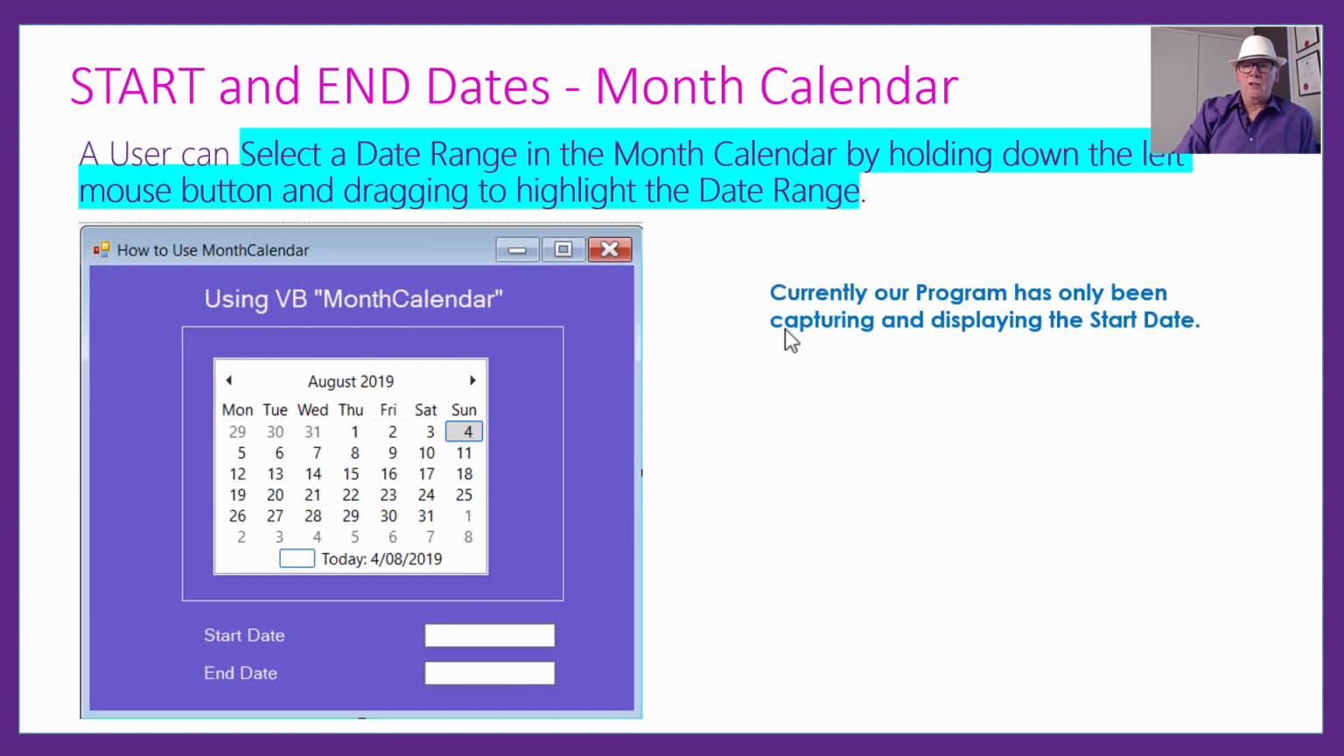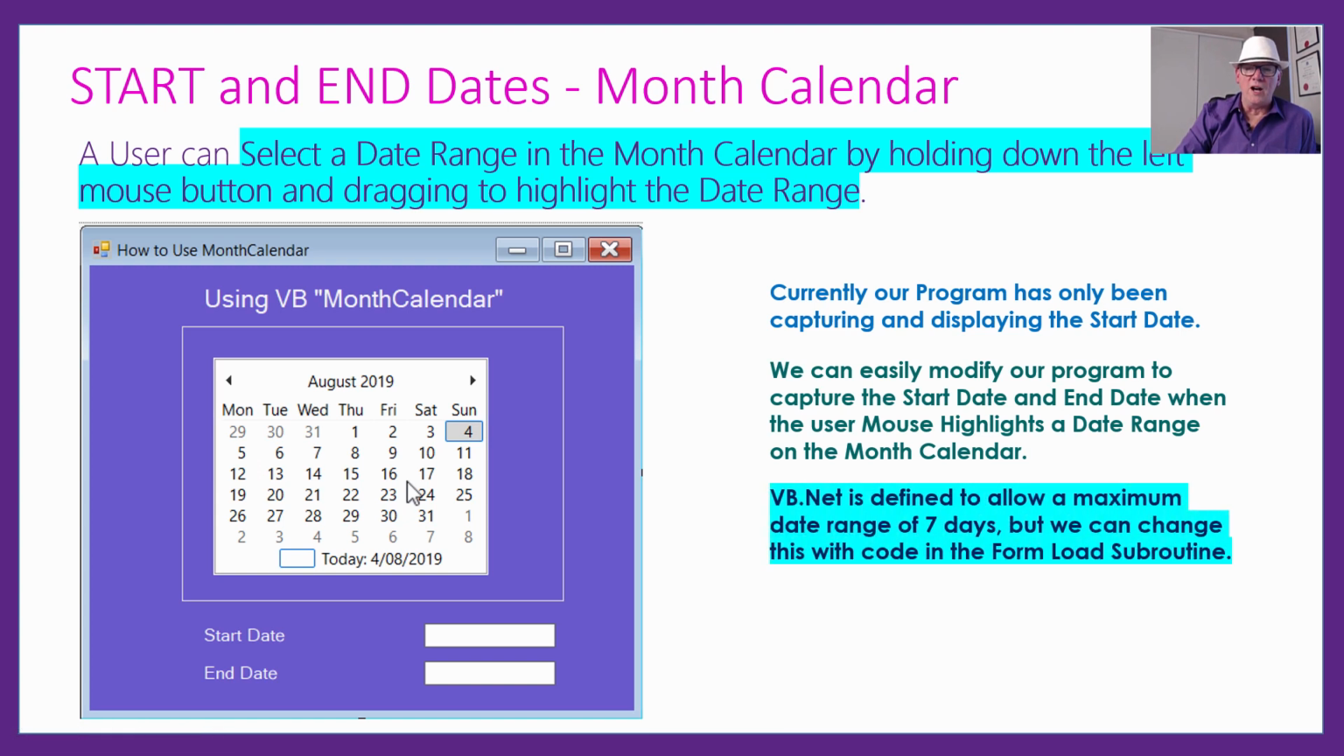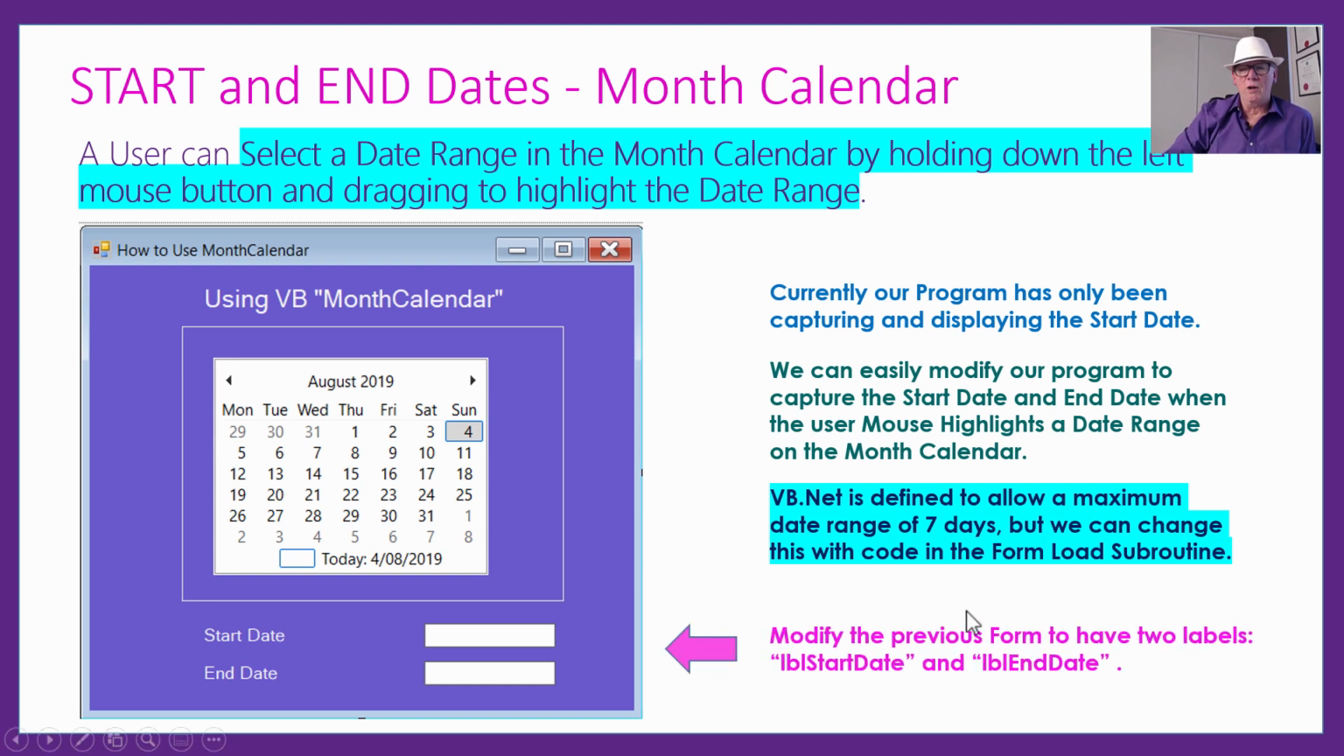So how we do that is, currently our program's only been capturing and displaying just one single date that they click. So what we want to do is change our form now, modify it, and we'll change that 7 days as well. We can change that in the form load subroutine. And we're going to modify the form.